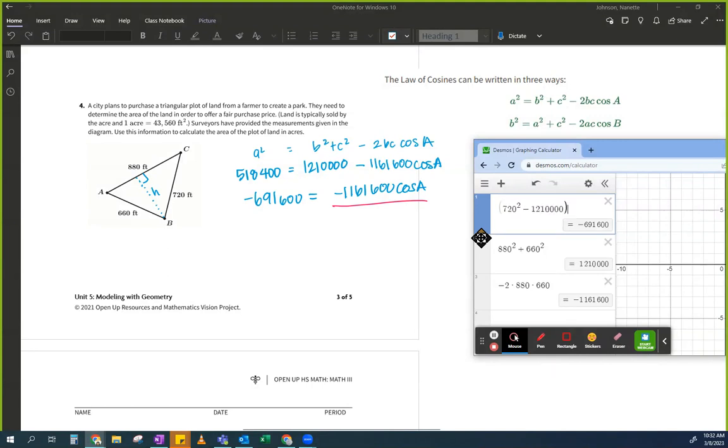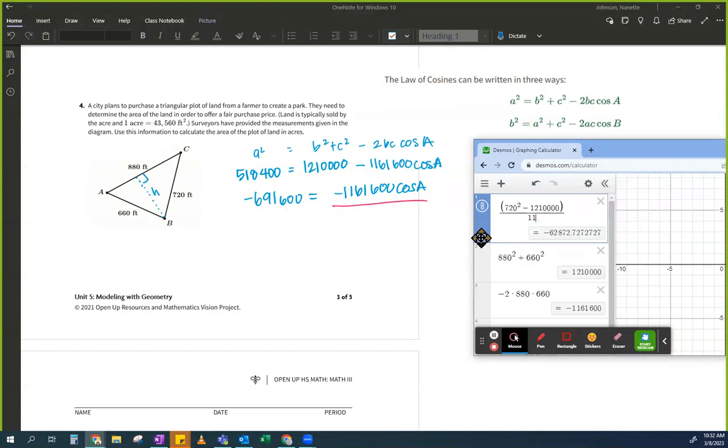So then I get what? Let's put this in parentheses so I can divide by 1,161,600. Oops, I forgot the negative. Let me put that negative out in front. This is not catching up to me at all. So then this is equal to cosine of A. How do you get A out of cosine again? This is something that you should know. How do I get it out of cosine?